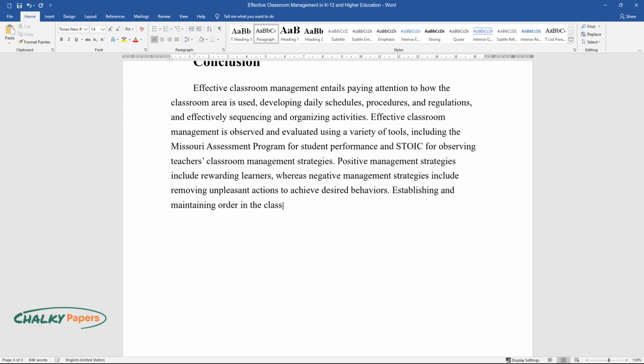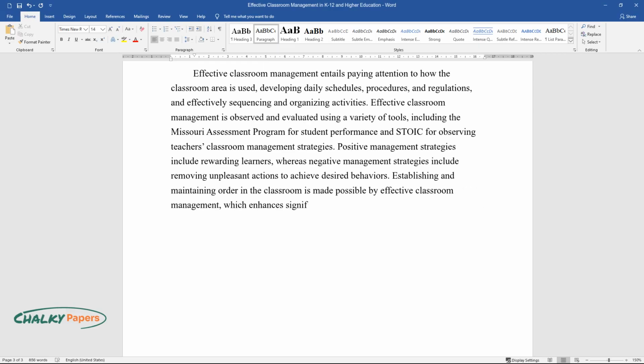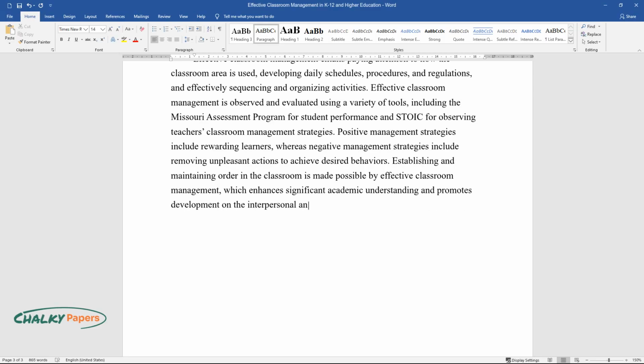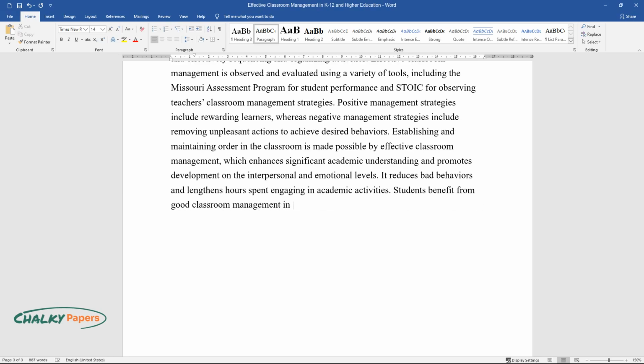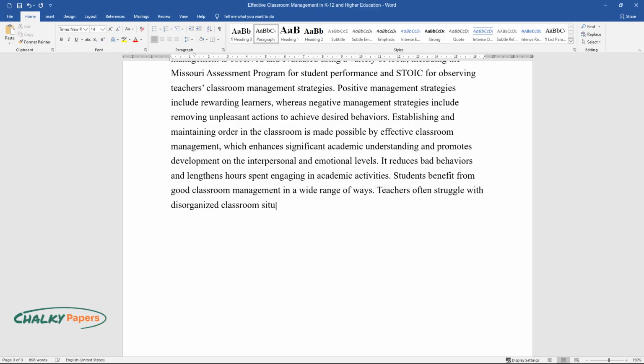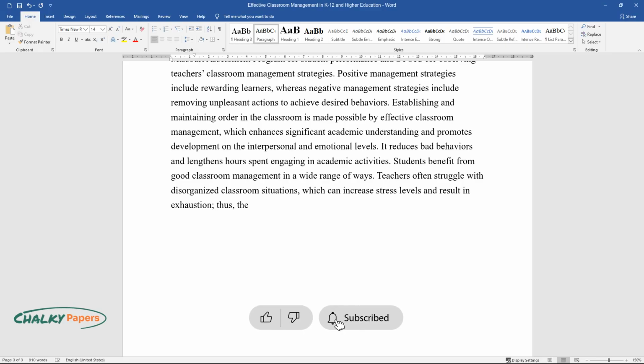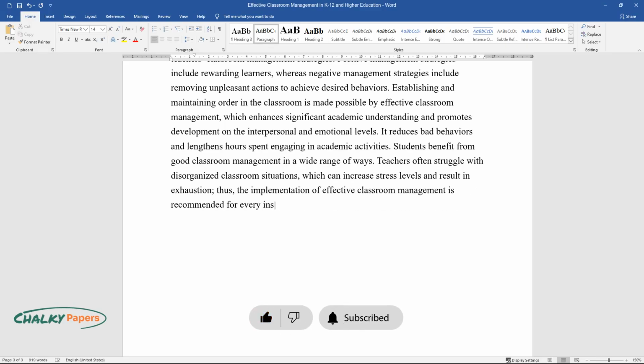Establishing and maintaining order in the classroom is made possible by effective classroom management, which enhances significant academic understanding and promotes development on the interpersonal and emotional levels. It reduces bad behaviors and lengthens hours spent engaging in academic activities. Students benefit from good classroom management in a wide range of ways. Teachers often struggle with disorganized classroom situations, which can increase stress levels and result in exhaustion. Thus, the implementation of effective classroom management is recommended for every institution.